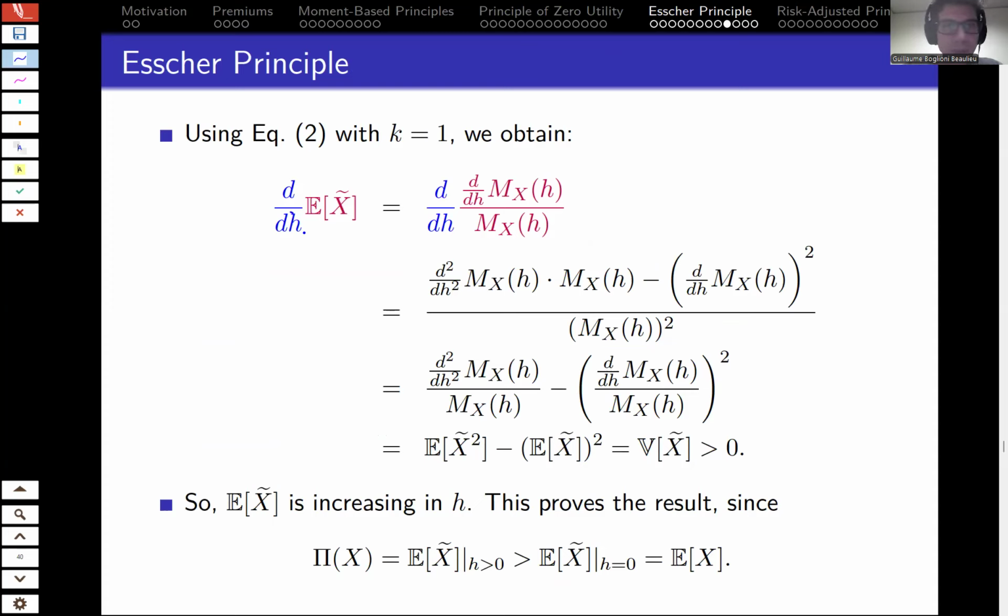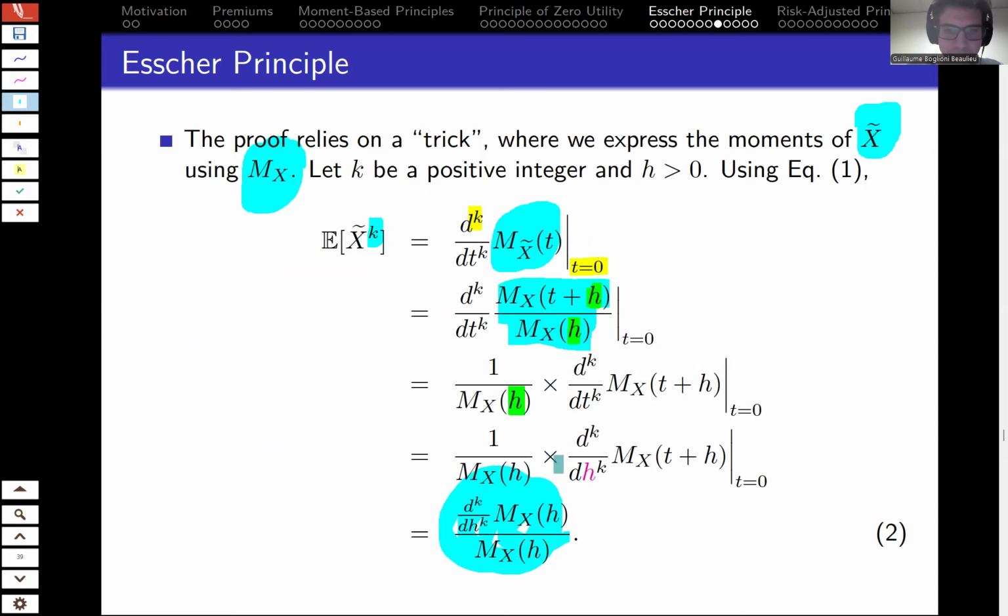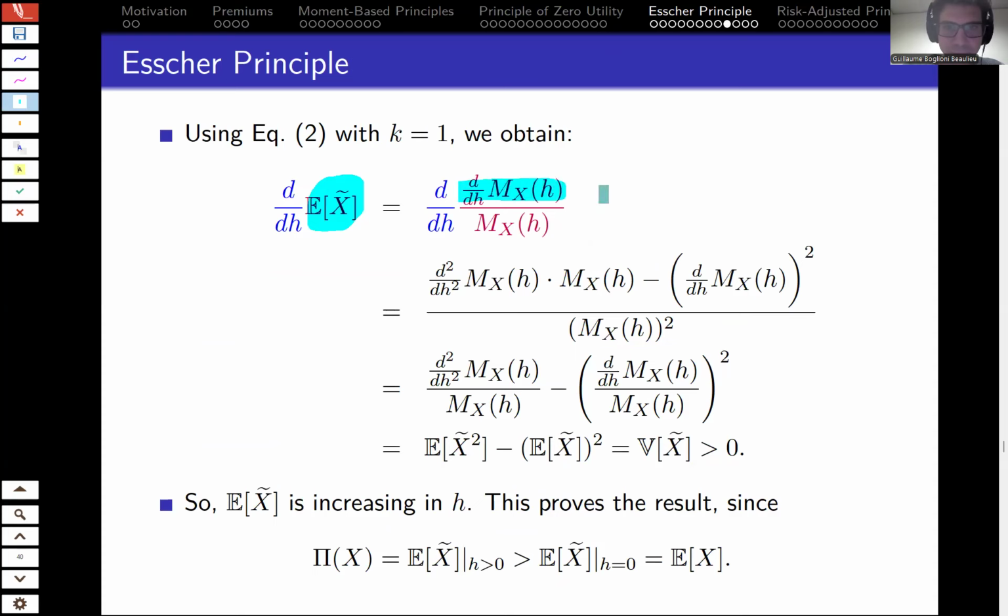Let's do it. Derivative of the premium. Now, the premium, we just showed that the first moment of x tilde, we could write it like that. Here it's just the special case where k is 1. So it's the derivative of mxh divided by mxh, but we take the derivative again. So now here we apply the rule that the derivative of a ratio is like that.